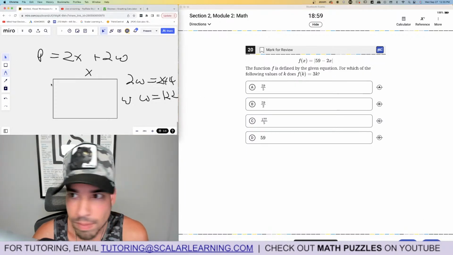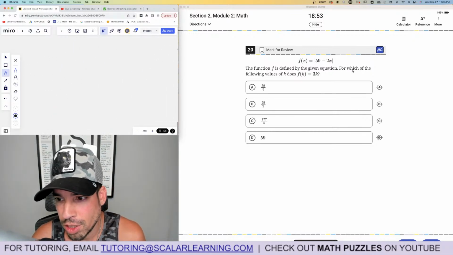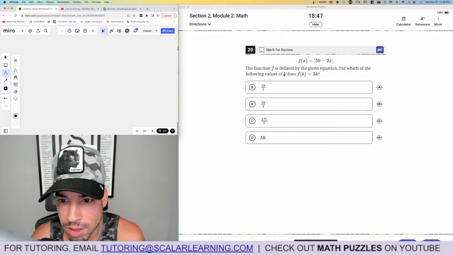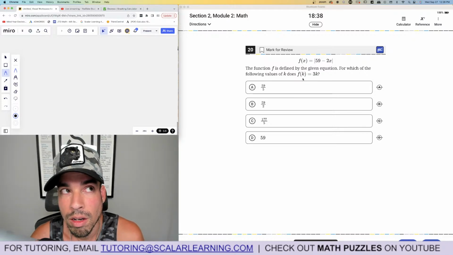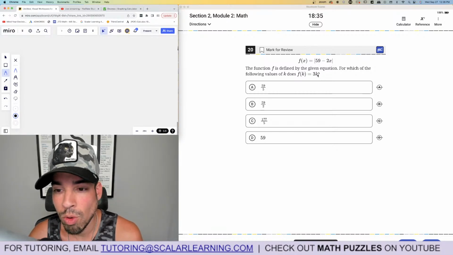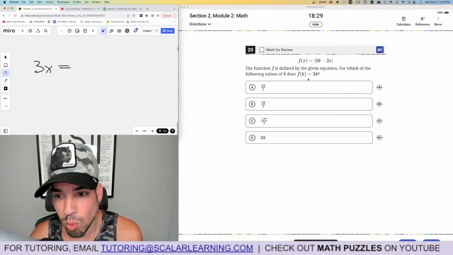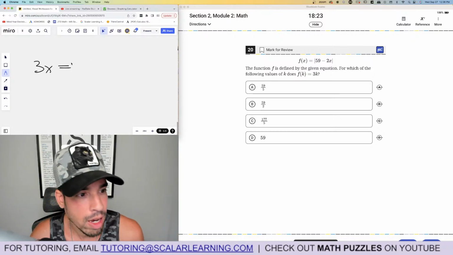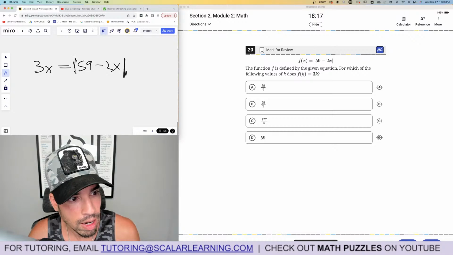Number 20. We got plenty of time, so we're doing great. The function f is defined by the given equation. For which of the following values of k does f of k equal 3k? f of k, I get it. So all I'm doing is saying the function value is 3x when the input is x. Basically, for what value of x can I plug in to get triple my input? And this gives us a nice equation. By the way, that's not a 159, that's an absolute value. Let's make those thicker. And we got an absolute value equation.